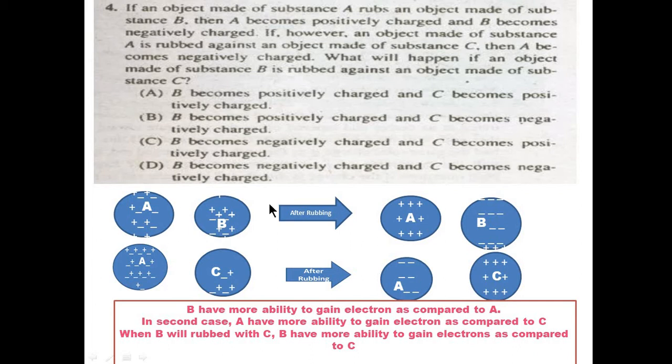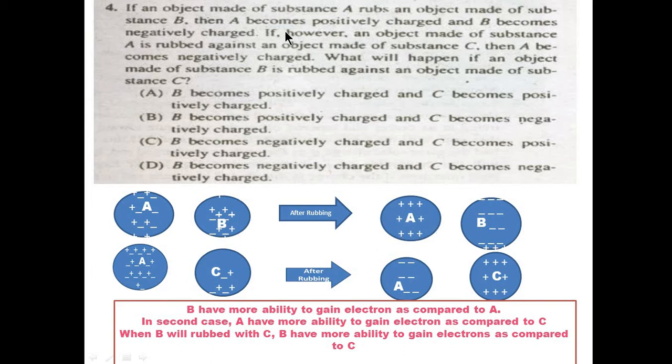Next question is question number 4. If an object made of substance A rubs another object made of substance B, then A becomes positively charged and B becomes negatively charged. Now here two bodies A and B are neutral. After rubbing, due to the force of friction, charges are actually transferring from one body to the other. Let me make one thing clear. These are all electrons that are transferring from one body to the other, not the positive charges. So when electrons from body A move towards body B and B becomes negatively charged, then on A there is a deficiency of electrons, so it becomes positively charged.